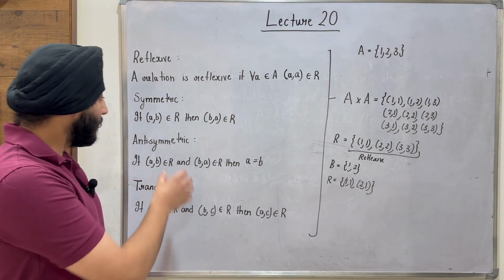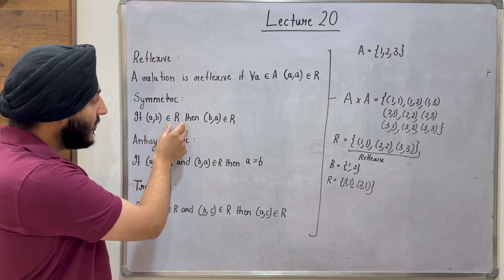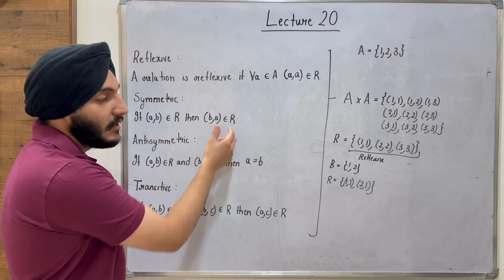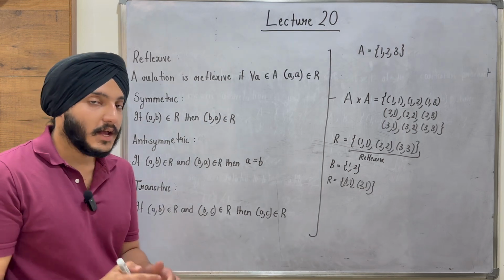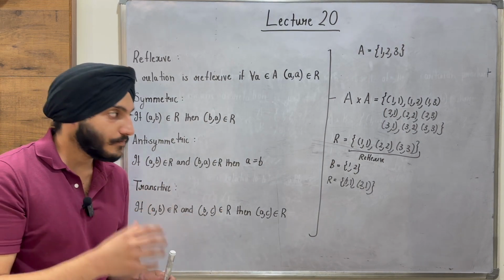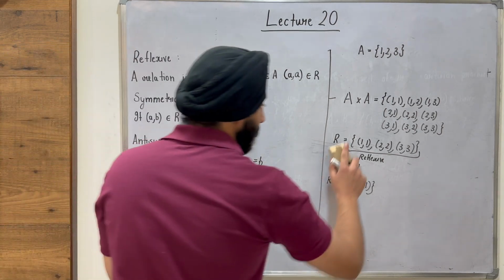Okay, moving on, let's try to understand what a symmetric relation is. If the tuple (a, b) is an element of the relation, so if a is related to b in the relation, then b should also be related to a in the relation, right? So what we are trying to say is, if I have the element (1, 2) in the tuple, I'll try to give an example of it. Now let's try to change this relation, right?